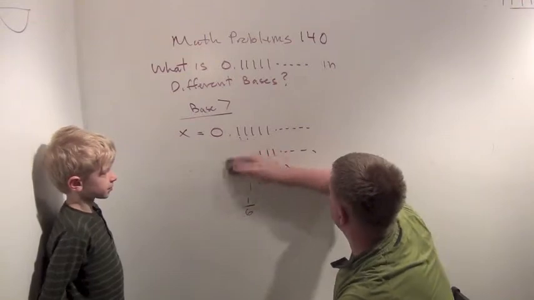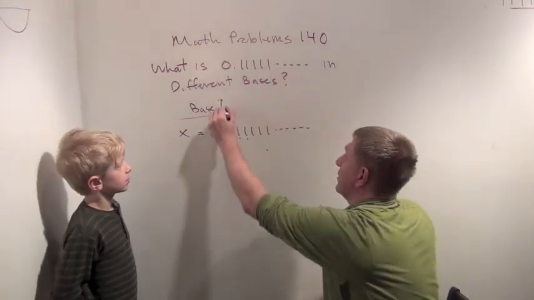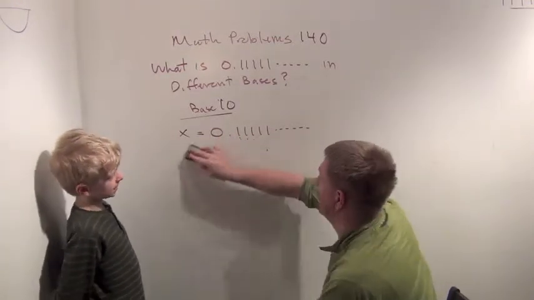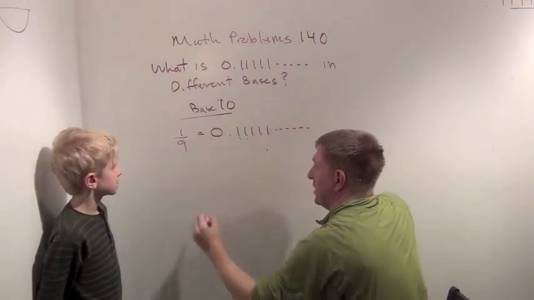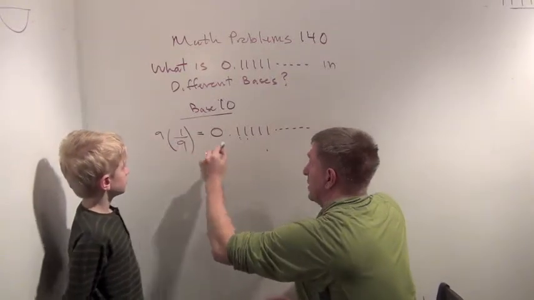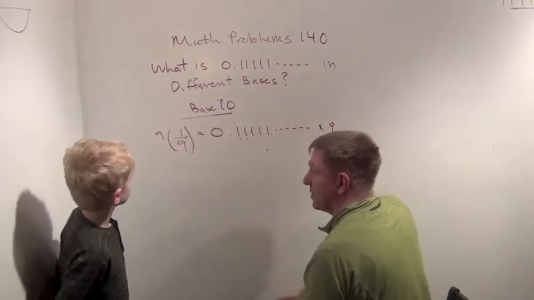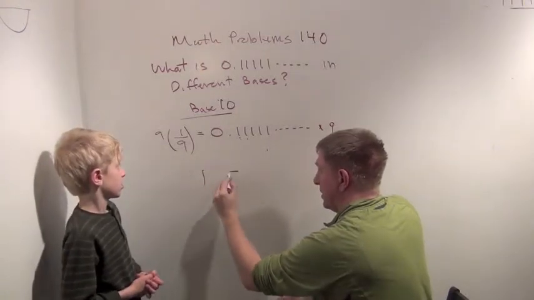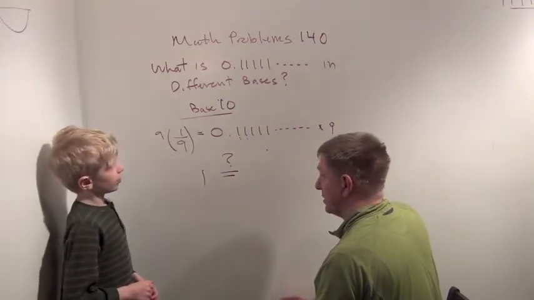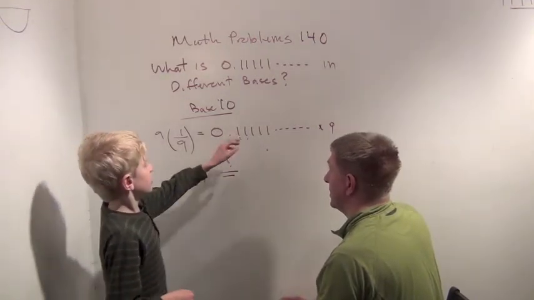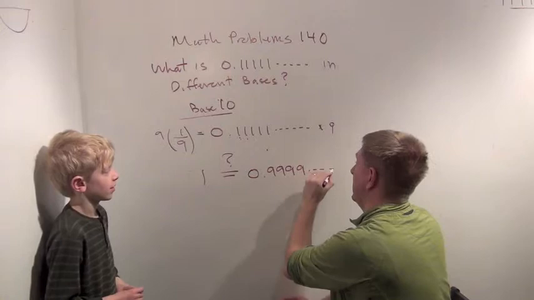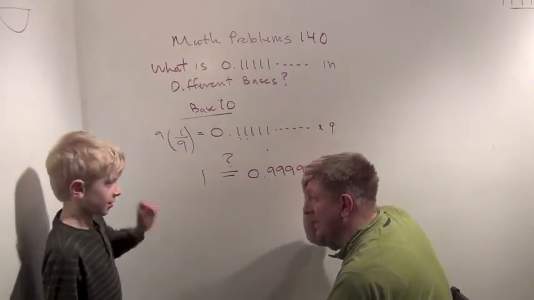And this is how we're used to seeing this in base 10. If we write out a decimal like this, in base 10, 0.111, we're saying this is 1/9 by our method. Let's see why that's true. Let's multiply both sides by 9. What's 9 times 1/9? It's just 1. Does 1 equal 0.11111 times 9? You have to multiply every digit, so it's 0.999999 repeating. Does 1 equal 0.999999? Yes, it does.